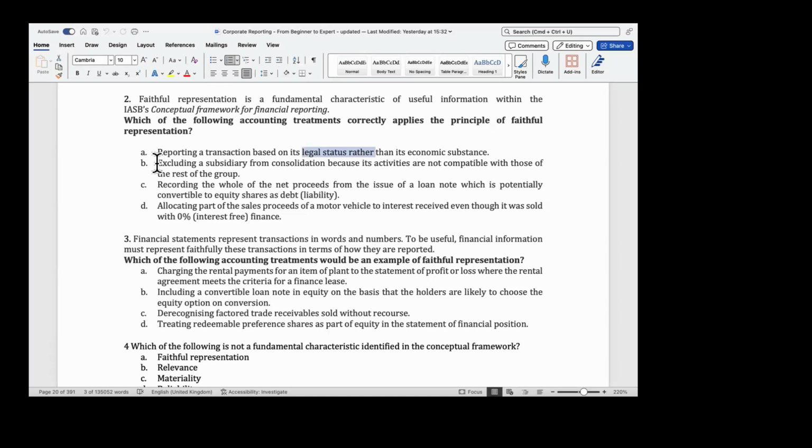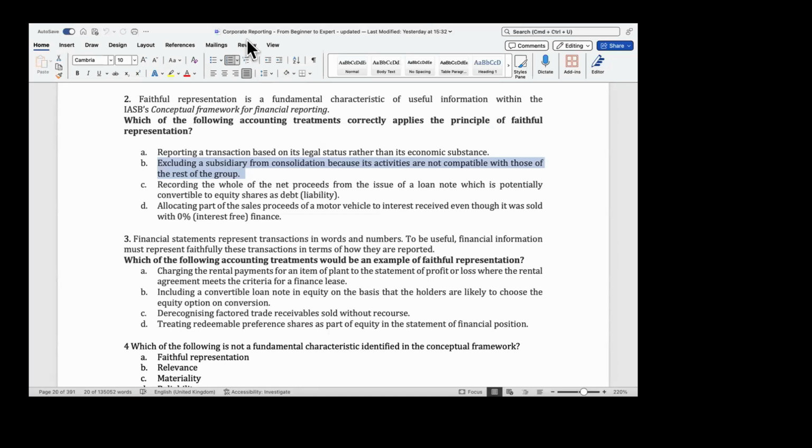Number 2, excluding a subsidiary from consolidation because its activities are not compatible with those of the rest of the group. This is also wrong. You cannot exclude a subsidiary from consolidation because its activities are not compatible. According to IFRS 10, the only reason why you can exclude a subsidiary is when that subsidiary is sold, or maybe you have lost control of it. Otherwise, it must be included in the consolidation process. So this does not apply the principle of faithful representation because your report will not be complete.